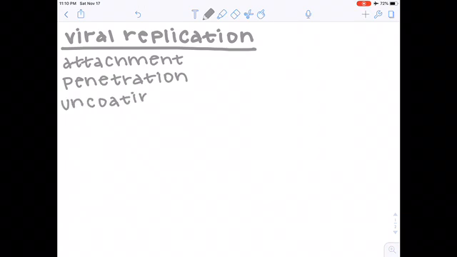Viruses can be enveloped or non-enveloped, and that means they can either have a shell of phospholipids, sort of like the cell membrane layer, surrounding the genetic material in the virus. If viruses do have one of those shells or envelopes, I'll write that here, envelope, and I'll put a question mark: does it have one or not? If they have an envelope, in this step they will uncoat that envelope.